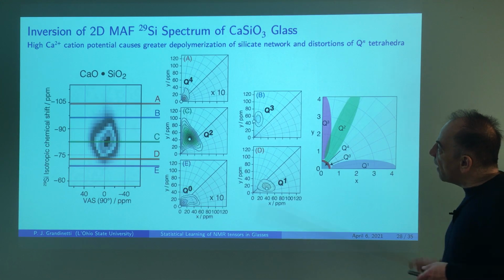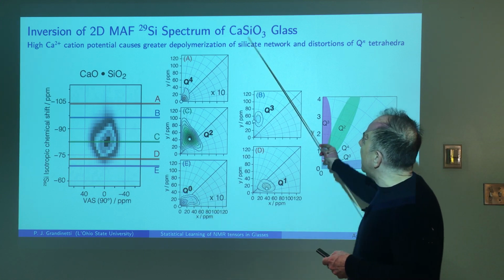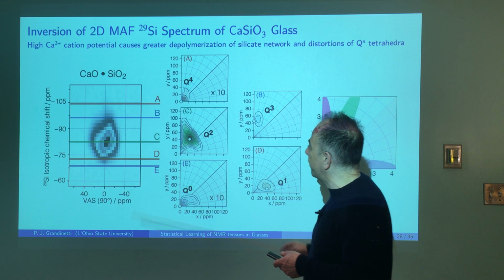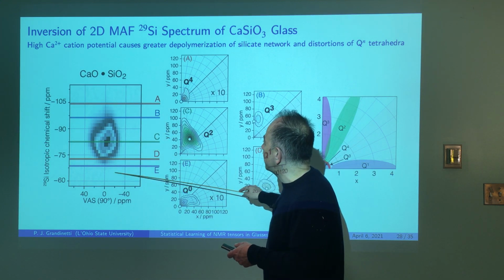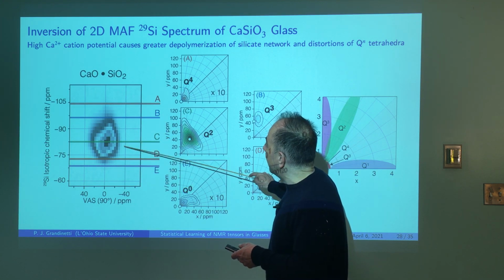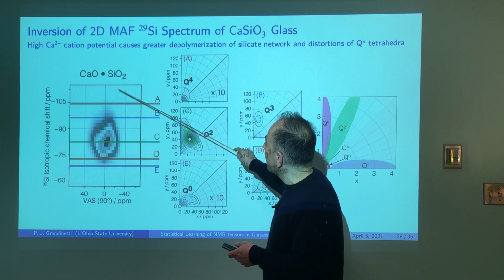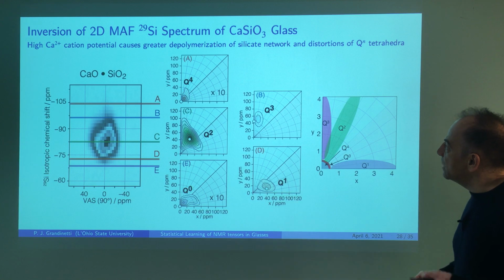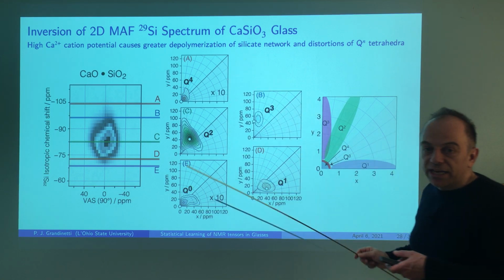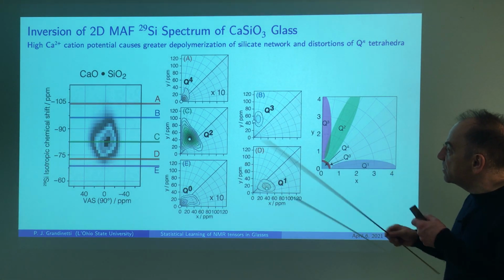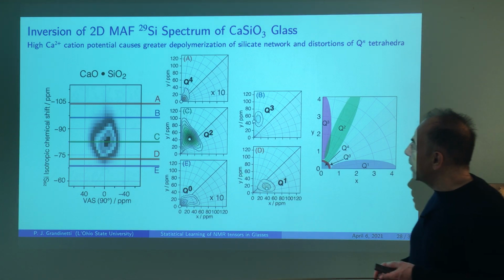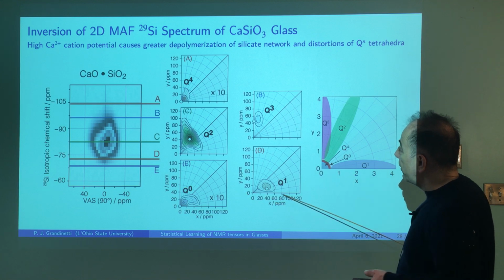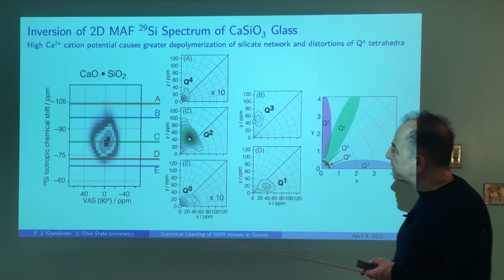And then the final example I'll show is this calcium silicate glass. Again, this is older data that we have from the 90s, and this was a silicon-29 enriched data set. This is where you have calcium, and calcium has such a high field strength that it causes much greater depolymerization of the network and also more distortion of the tetrahedra that are present. So you see in this glass indications of all 5 different types of Q sites here.